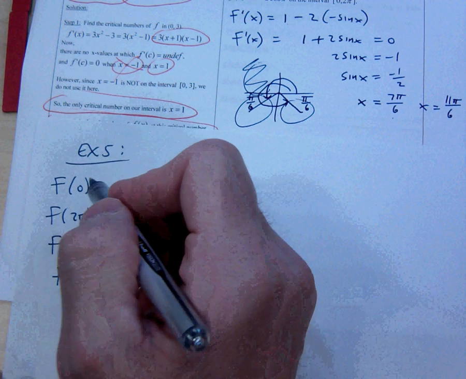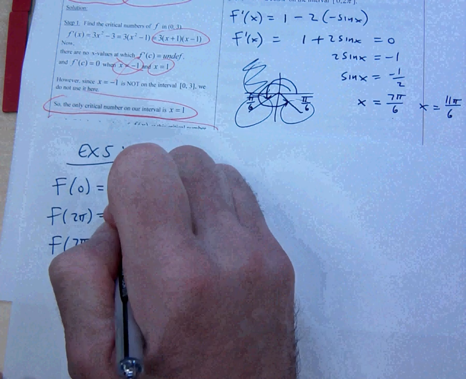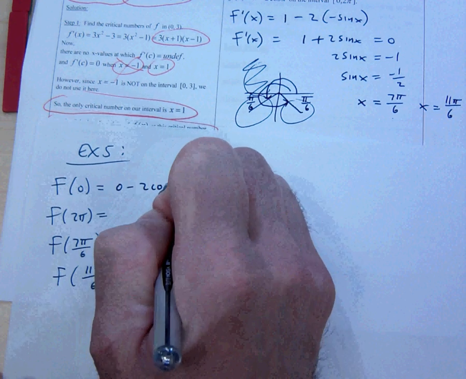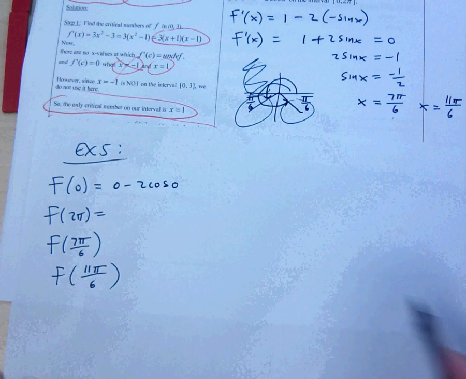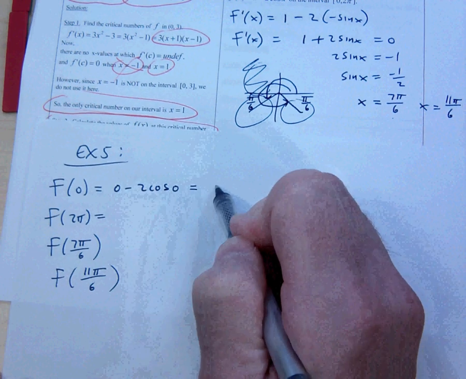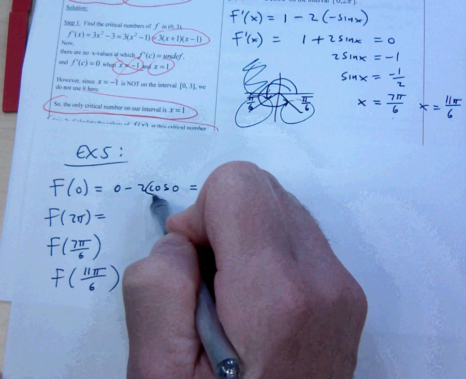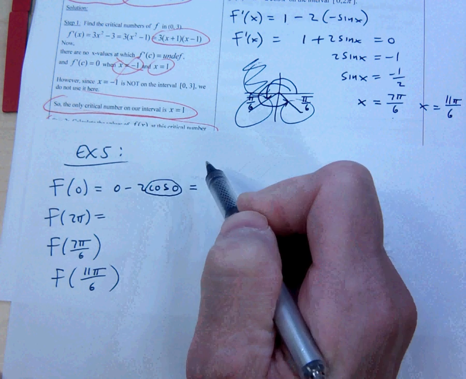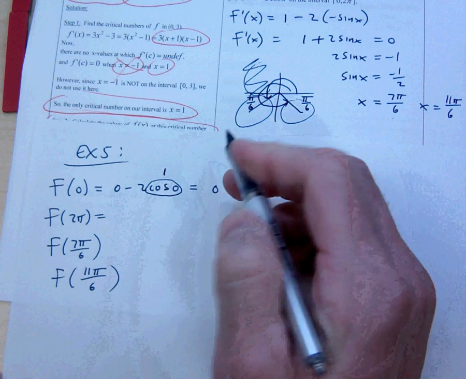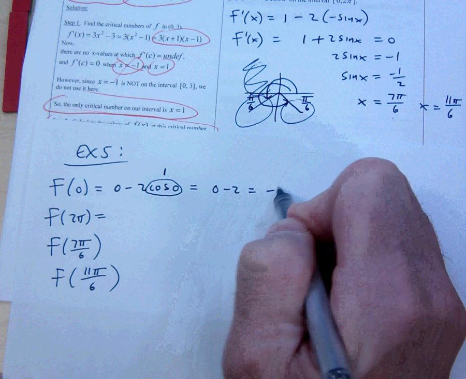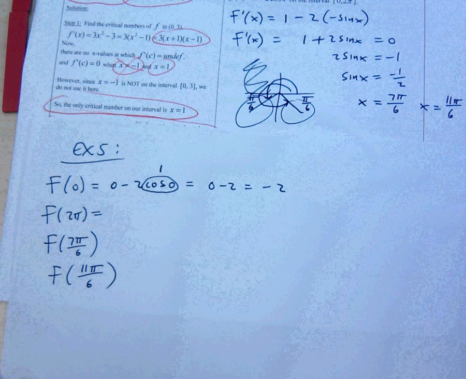Okay, so I'm going to plug a 0 into the original function. Obviously cosine of 0 is what? What's cosine of 0, guys? 1, and so I end up with 0 minus 2, which is -2, right? Okay?